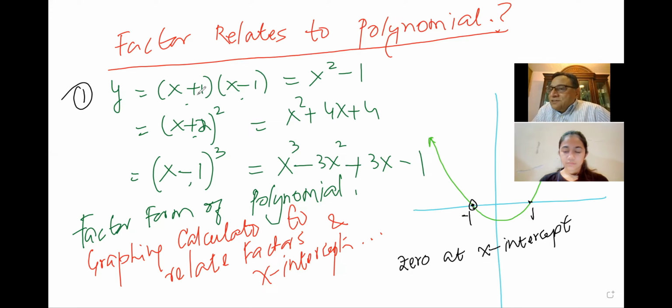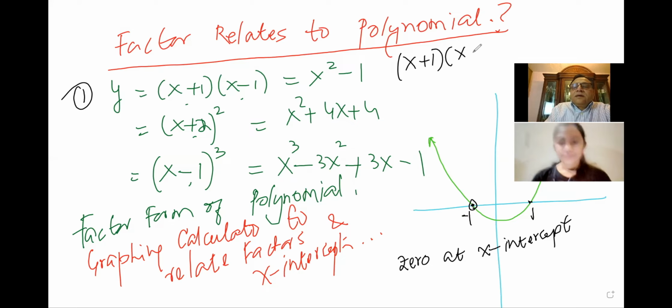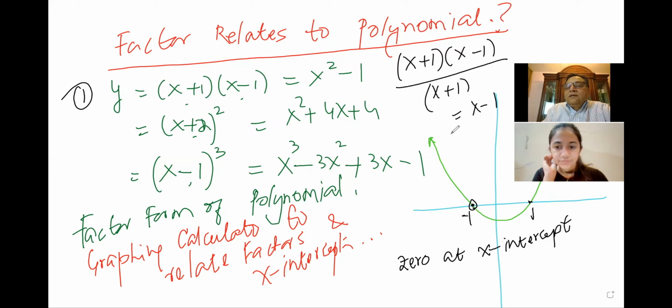So dividing is related. I'll just show you that. If I divide x plus 1 times x minus 1 by, let us say, x plus 1, what is the remainder? I get x minus 1, right? Remainder 0.